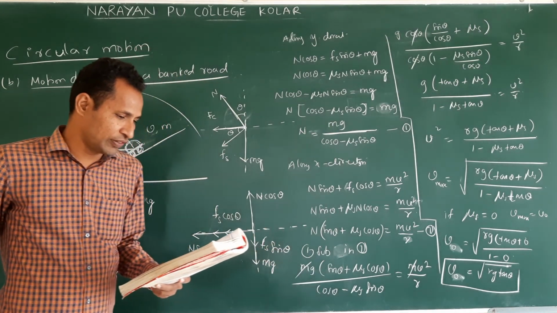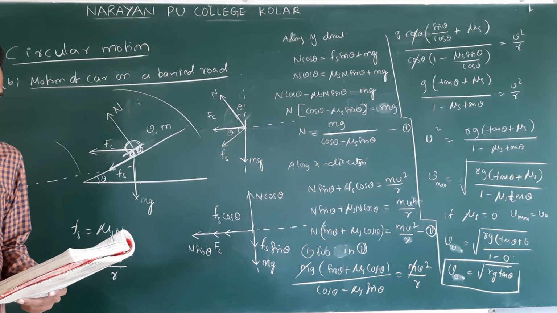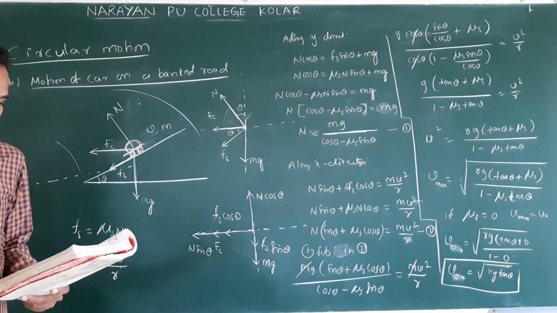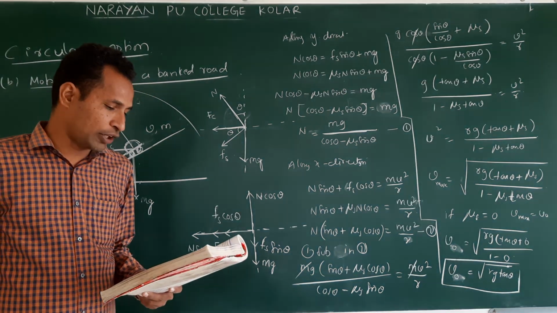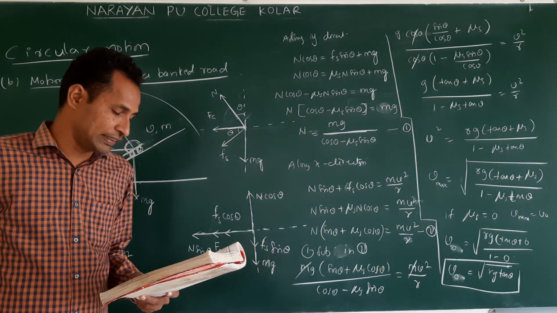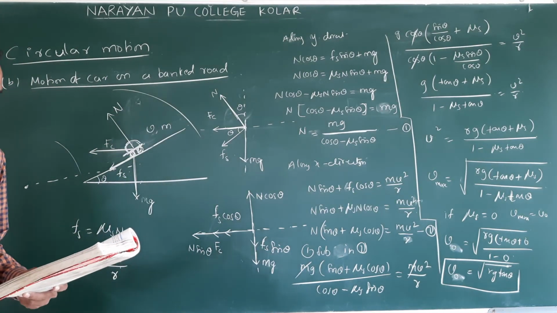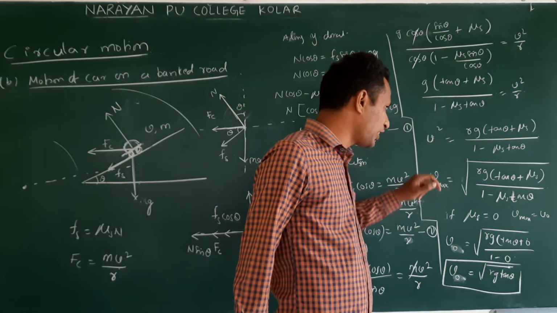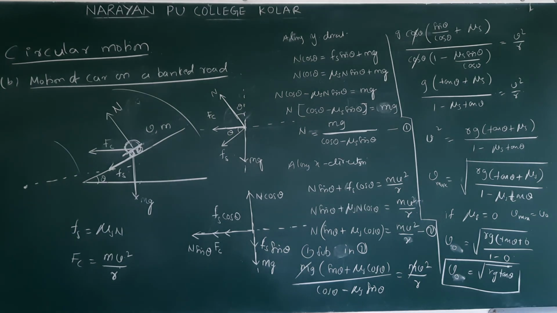Clear? The same equation also tells you that if V is less than V naught, frictional force will be up the slope, and then a car can park only if tan theta is less than or equal to mu s. Okay, so remember these two formulas, optimum speed and the maximum speed. Clear? So very important.